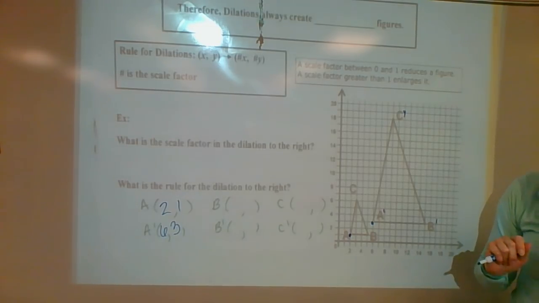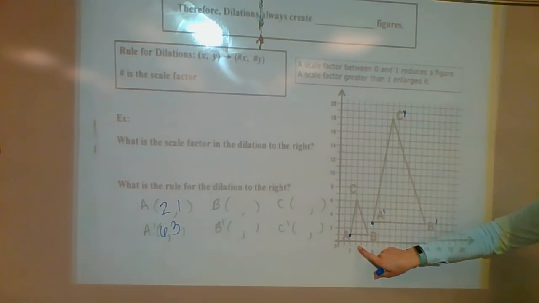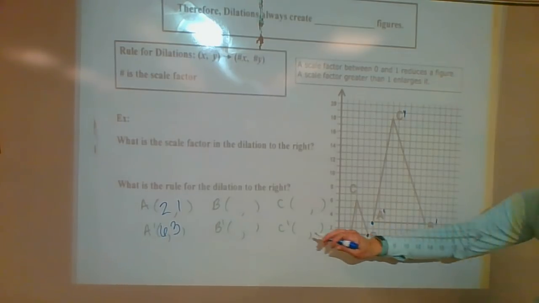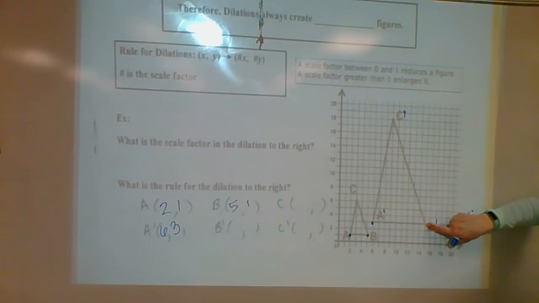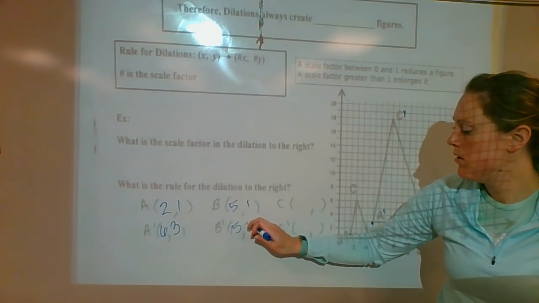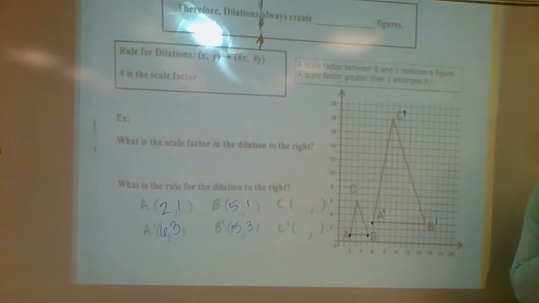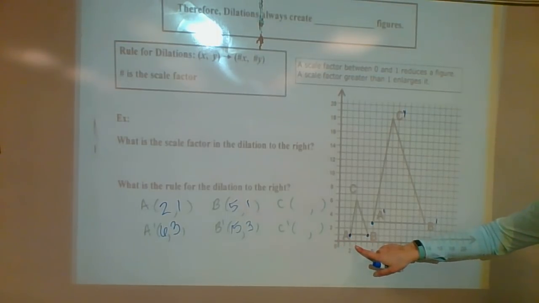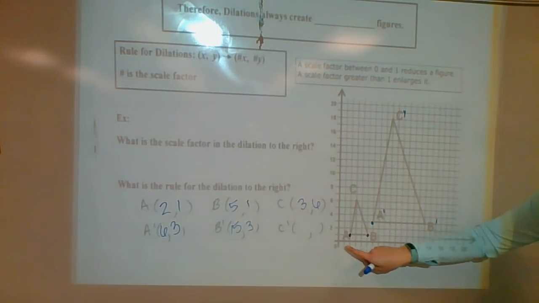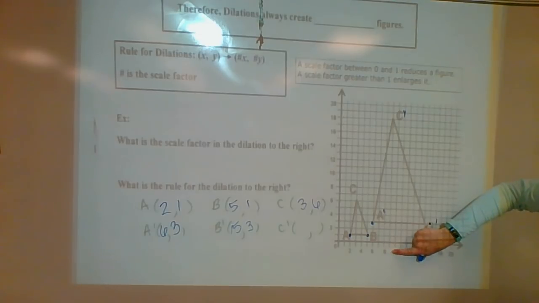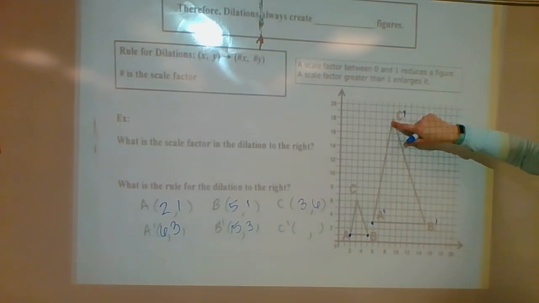Let's try another one to be sure. So my ordered pair for B is at (5, 1) for my original. My new one is all the way over here at (15, 3). Hopefully we're seeing it. My last one for C, I have the ordered pair (3, 6). And my ordered pair for C1 is all the way over at 9 and then up to 18.